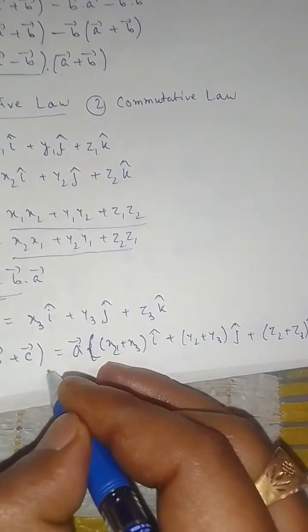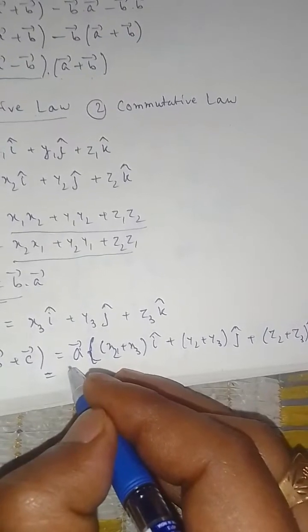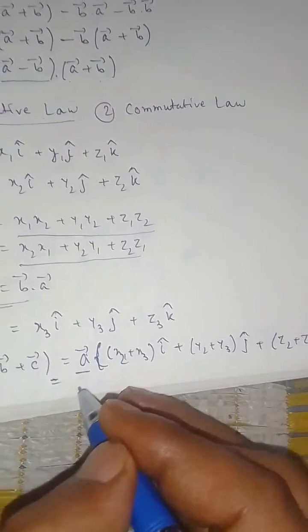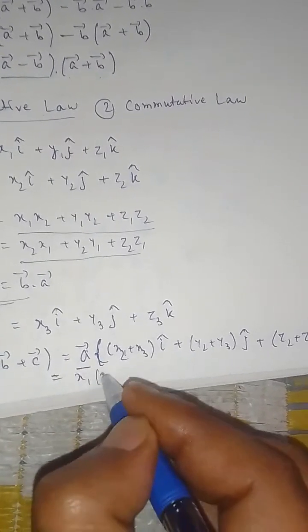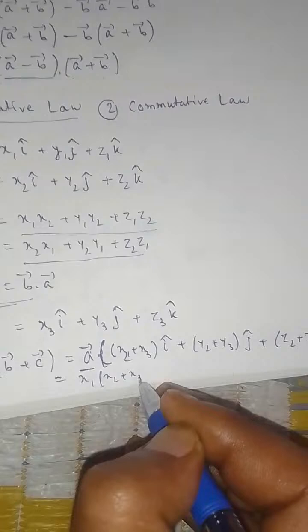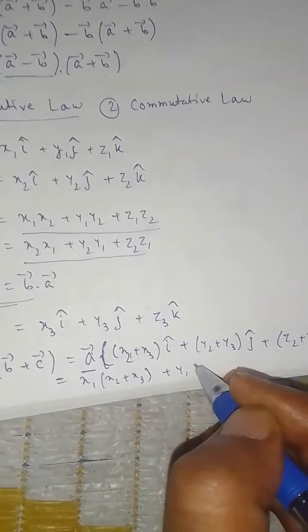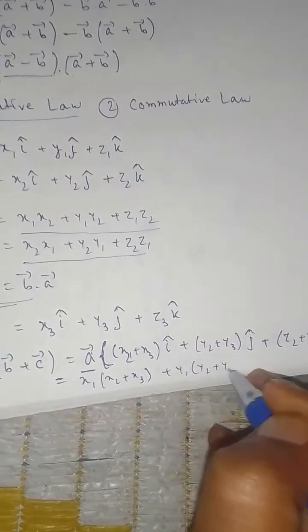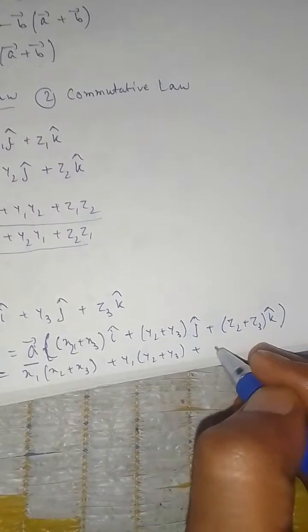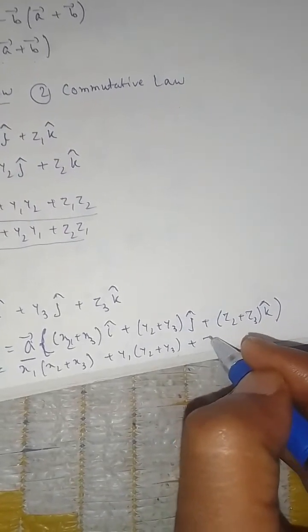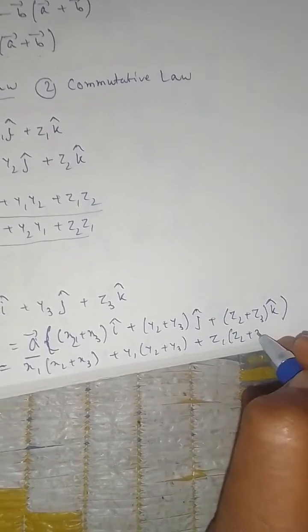Now if I put the value of a vector, then we will have x1 x2 plus x3 plus y1 y2 plus y3 plus z1 z2 plus z3.